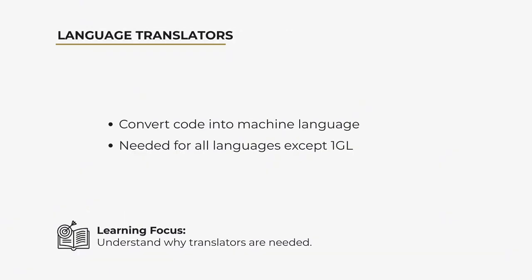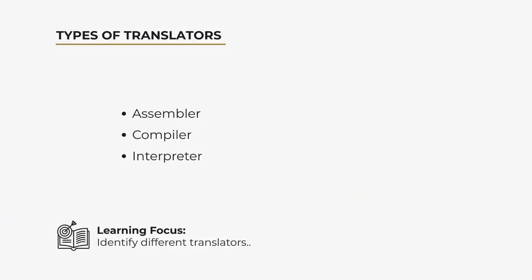Language translators. Most programming languages need translation. They must be changed into machine language. This is done using translators. Only machine language does not need translation. Types of translators. There are 3 main types of translators: assembler, compiler, and interpreter. Each one works differently, each one has a specific purpose.